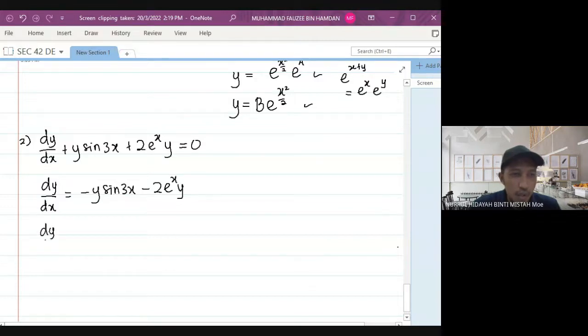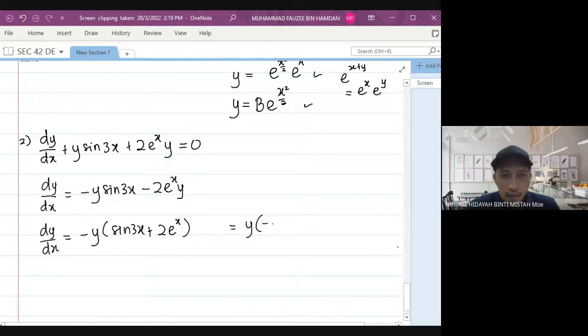dy over dx equal to minus y sine 3x plus 2e to the power of x. Or maybe you want to write like this: y times negative sine 3x minus 2e to the power of x. This also can, it doesn't matter, either this one or this one. Just make sure you write the correct factorization. Okay, very good.